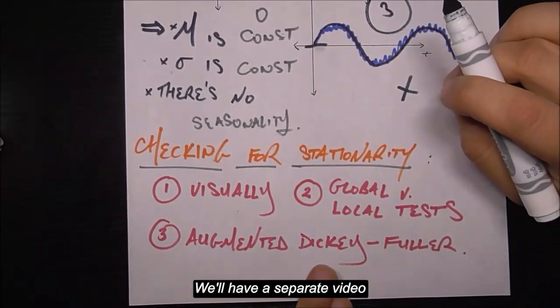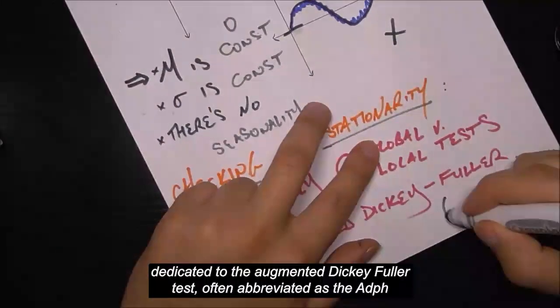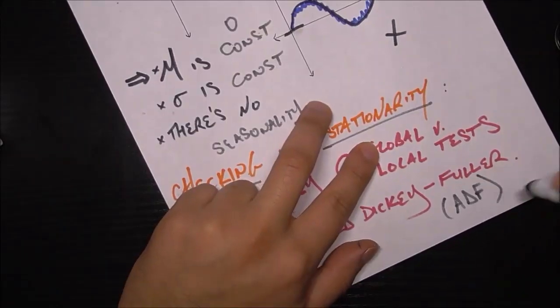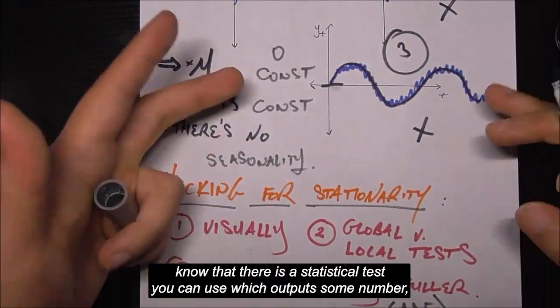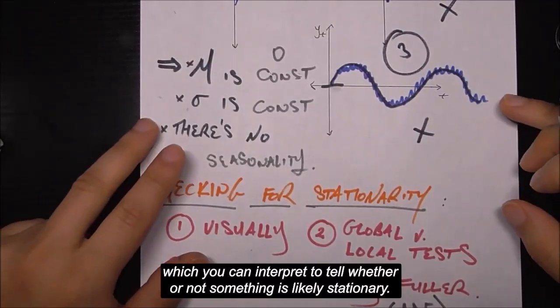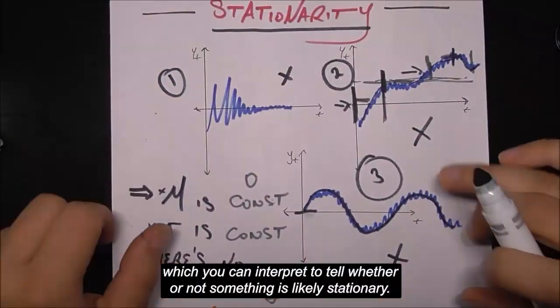We'll have a separate video dedicated to the augmented Dickey-Fuller test, often abbreviated as the ADF test. But just know that there is a statistical test you can use which outputs some number which you can interpret to tell whether or not something is likely stationary.